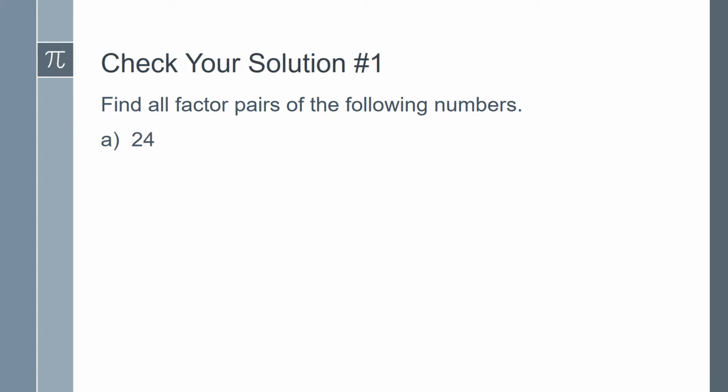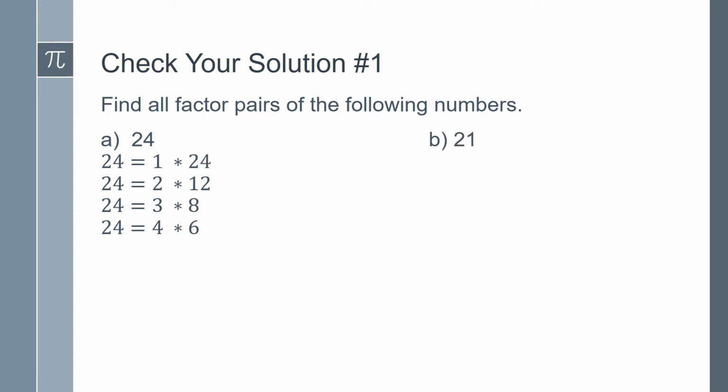For the number 24, we start with the first factor pair, which is 1 times 24. 2 is also a factor of 24, so the next factor pair is 2 times 12. 3 is also a factor of 24, so we have 3 times 8. 4 is also a factor of 24, so we have 4 times 6. 5 is not a factor of 24, and that brings us right back to 6, which is already on our list, so we know that we're done.